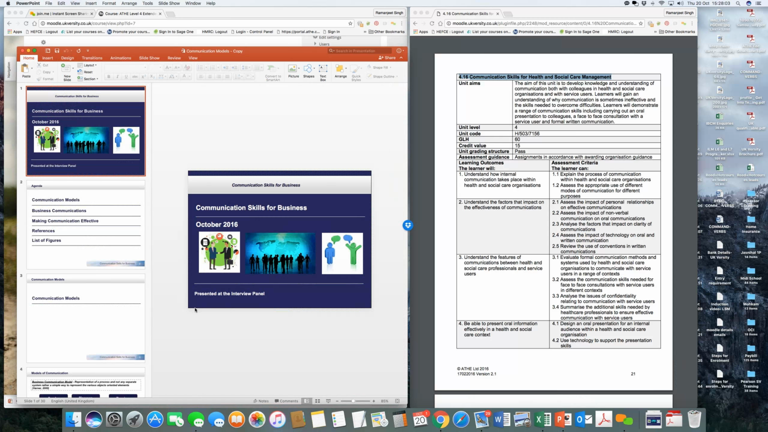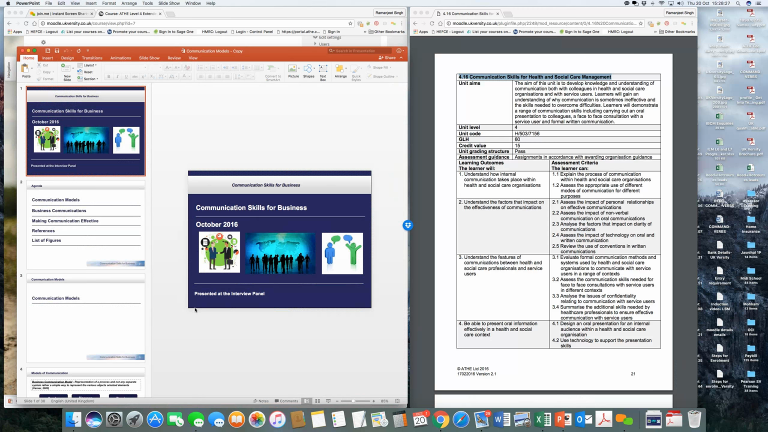Now, the whole idea of studying the communication unit is to refresh some of the key nuances of communication, whether it's speech, verbal, body language, formal, informal. You have to study these communication techniques from the context of the health and social care management or the health and social care environment.